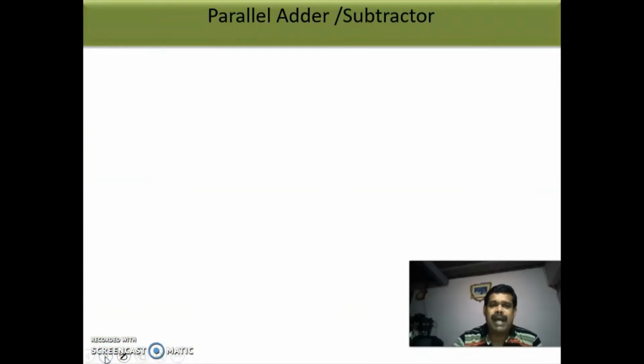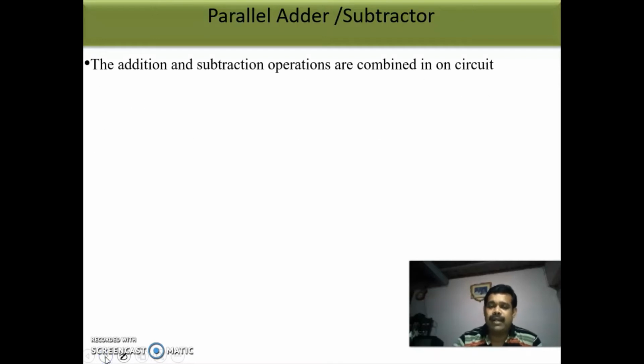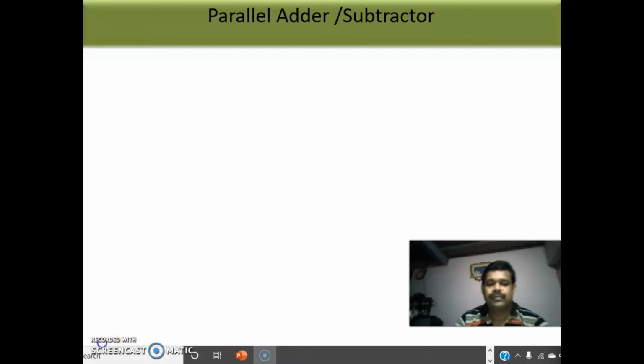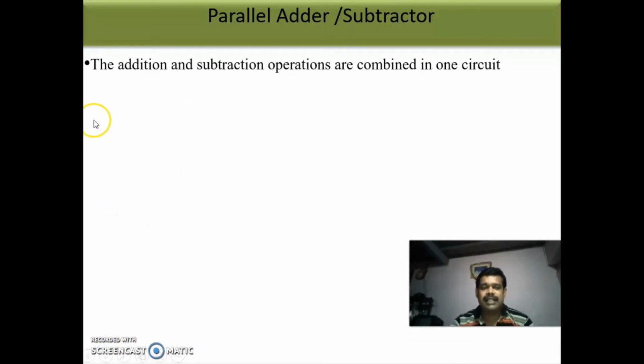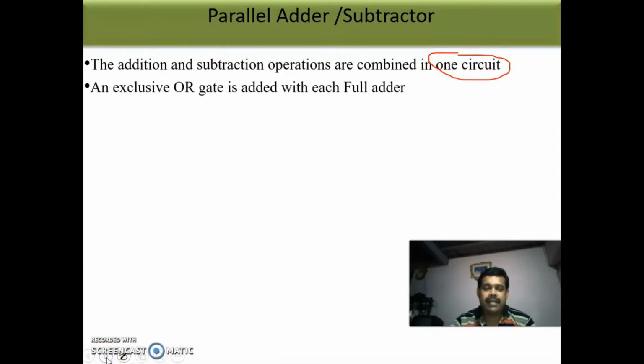The next one is the parallel adder subtractor. This parallel adder subtractor is a circuit which combines both operations of addition and subtraction. The addition and subtraction operations are combined in one circuit. So an exclusive OR gate is added with each full adder. Here also you'll have full adders, but each full adder will have an exclusive OR gate.